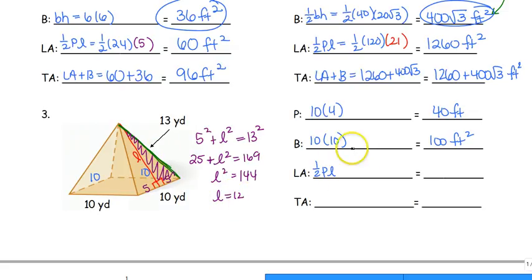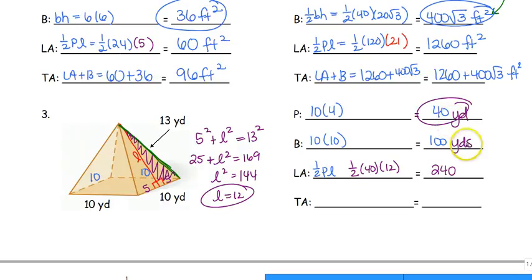So we go ahead and fill that in. 1/2 the perimeter from step 1 times the slant height that we just found of 12. 1/2 of 40 is 20. 20 times 12 is going to give us 240. Oops, I've been using the wrong units the whole time. Our diagram is in yards.